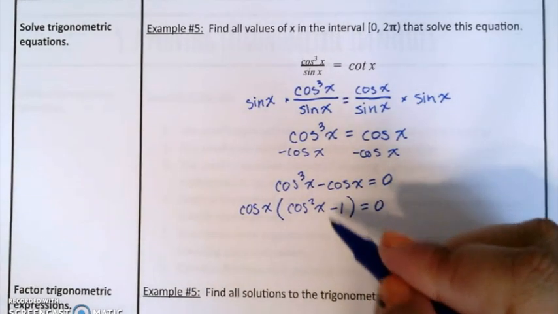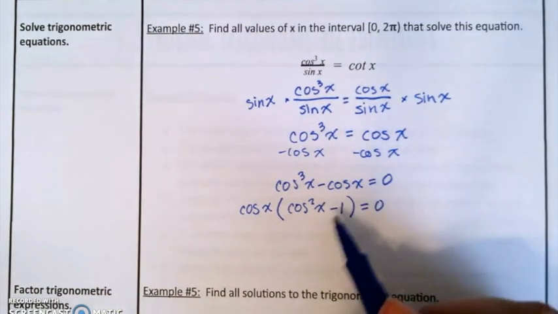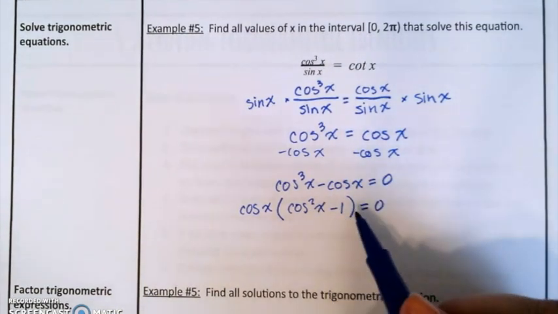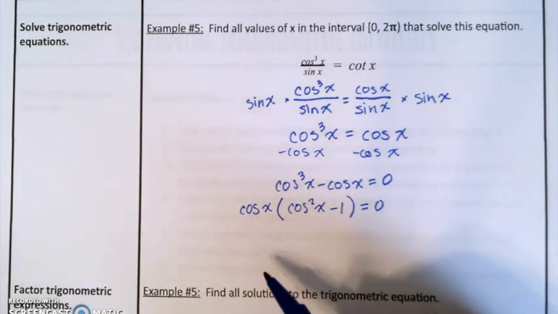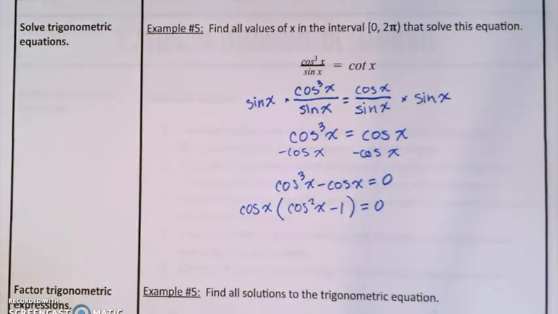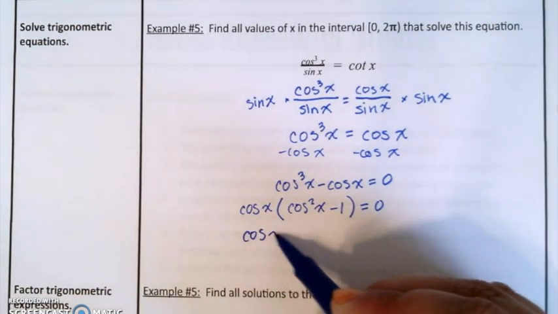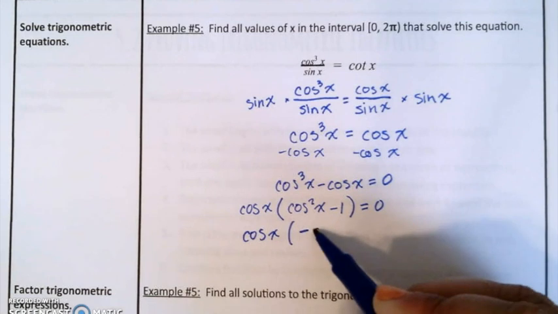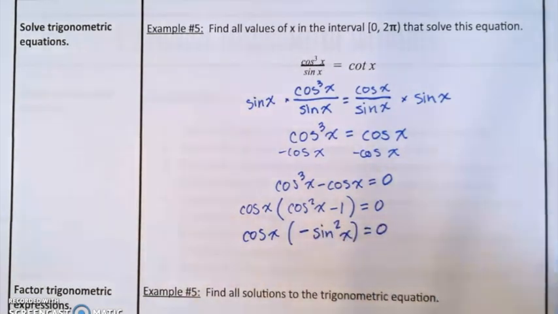Now cosine squared x minus 1, that looks very similar to our Pythagorean identity, but notice instead of 1 minus cosine squared x, I have cosine squared x minus 1. So if you look back at that Pythagorean identity, sine squared x plus cosine squared x equals 1, subtracting 1 from both sides gives us the opposite of what we have here. So that means I could replace it with cosine of x times negative sine squared of x equals 0.